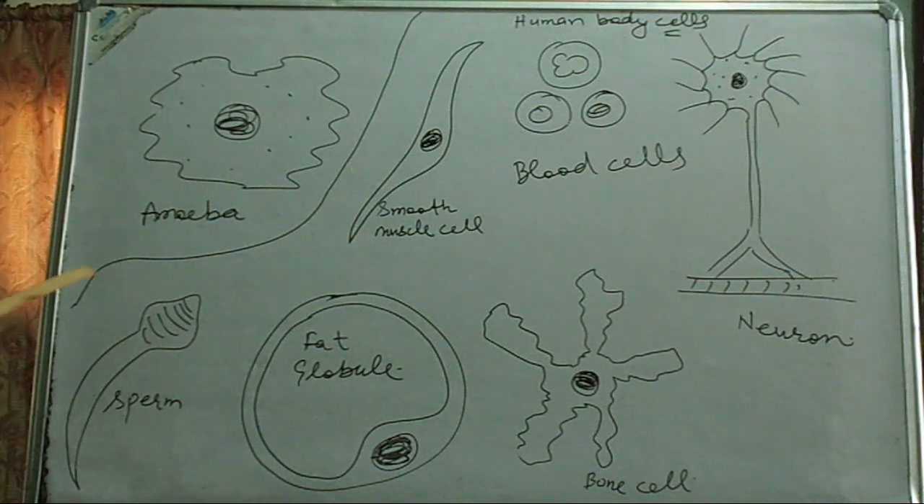Here you are able to see a unicellular organism. It is irregular in shape. What is it called? It is called amoeba. Similarly, some other unicellular organisms were there, like Paramecium and Chlamydomonas. All these were single celled structures.